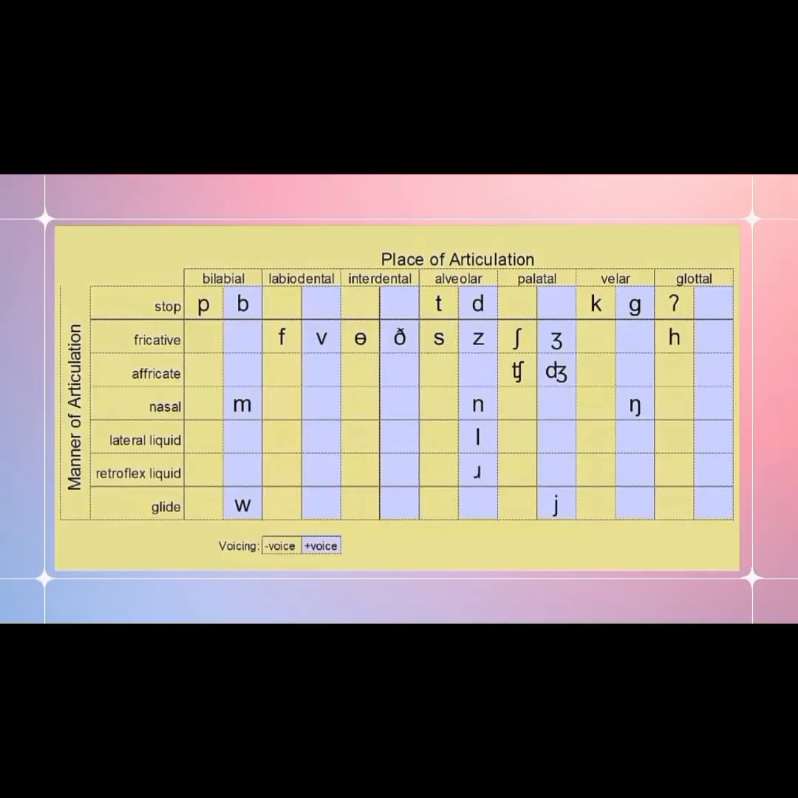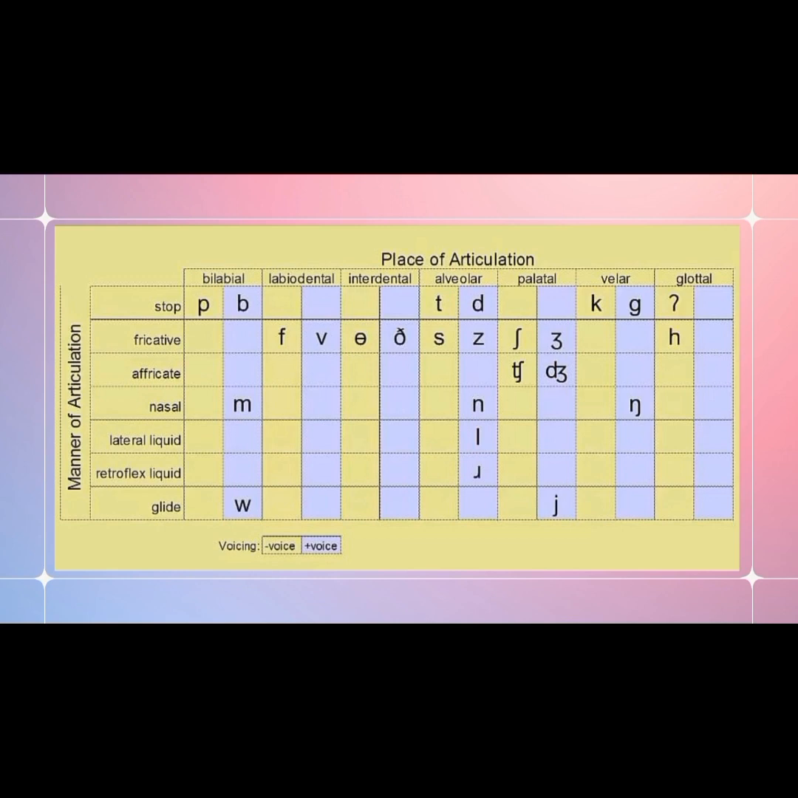Okay, let's begin our chart with the grids or lines. We can label the columns and rows according to the three features of consonant production: place of articulation, manner of articulation, and voicing.